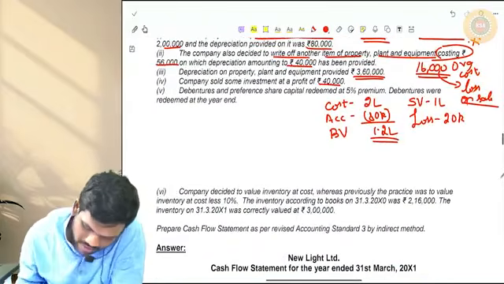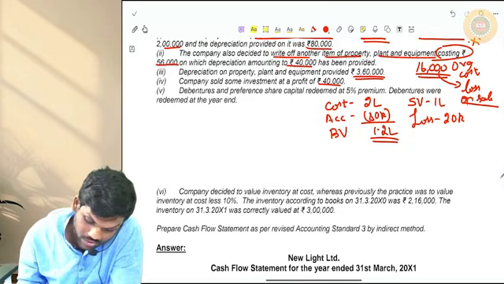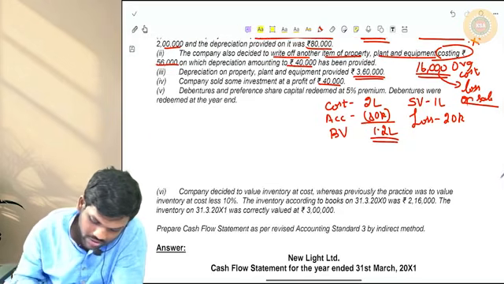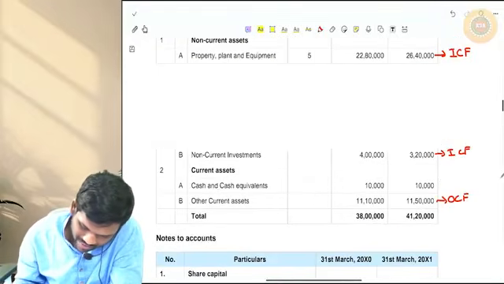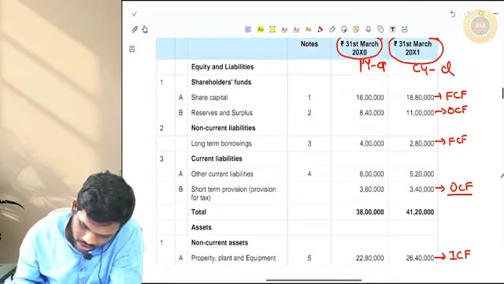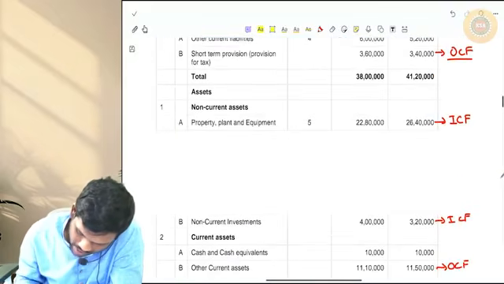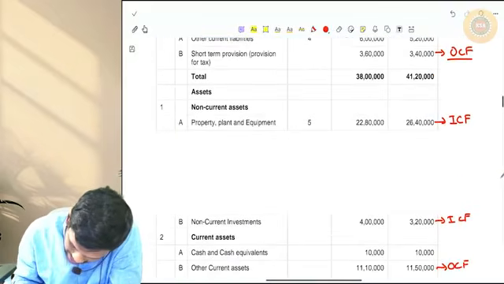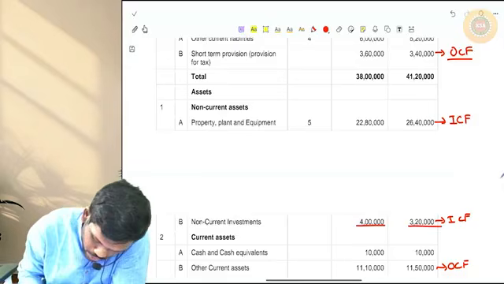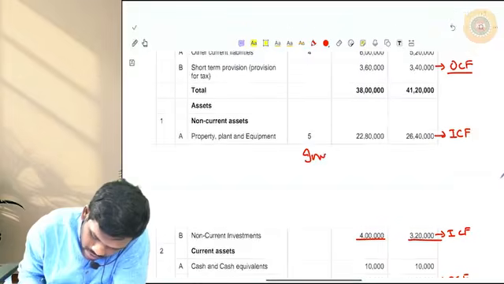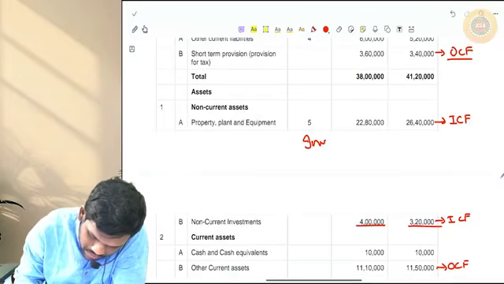The company sold some investments at a profit of 40,000. They have not told what is the amount of investments that they have sold. So let us see. If you see non-current investment, opening balance is 4 lakhs. Closing balance is 3,20,000. What you should do is open an investments ledger account.